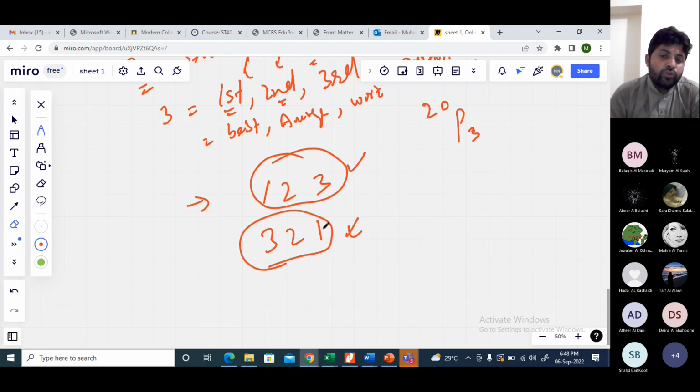These are both different. In case of permutation, these are different. In case of combination, this is the same. If you're considering a combination, these two cases are the same. But if we are considering permutation, then these two, 1, 2, 3 and 3, 2, 1, are different.